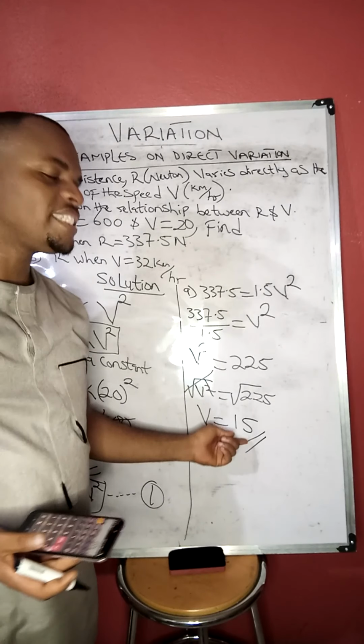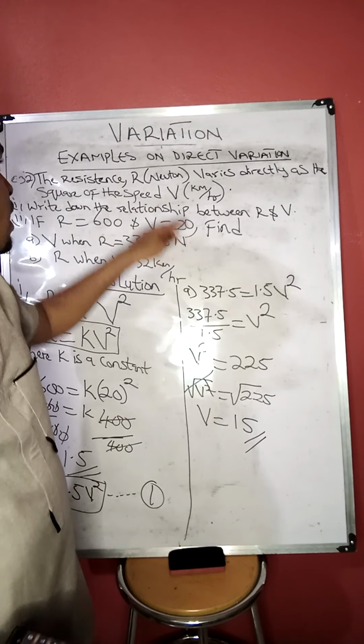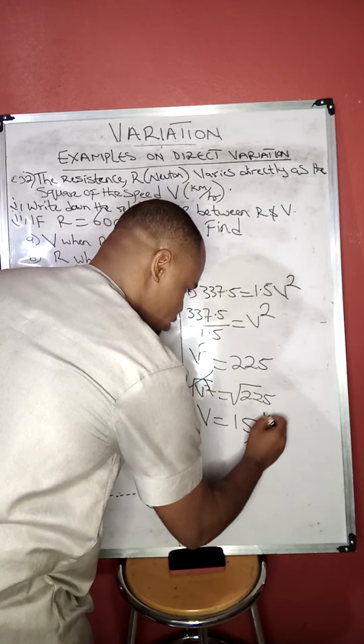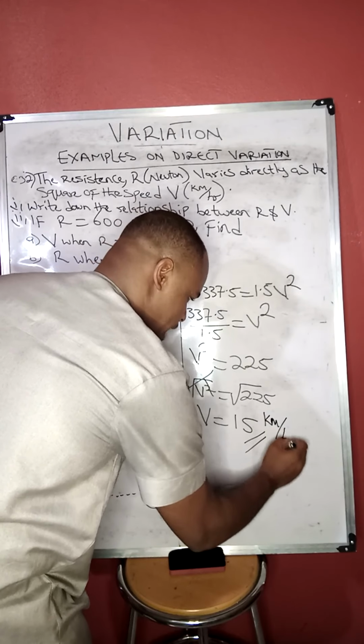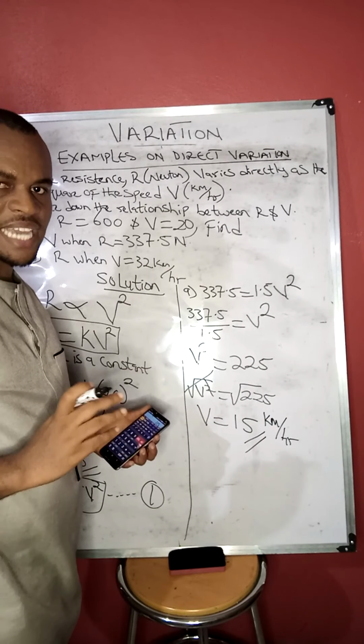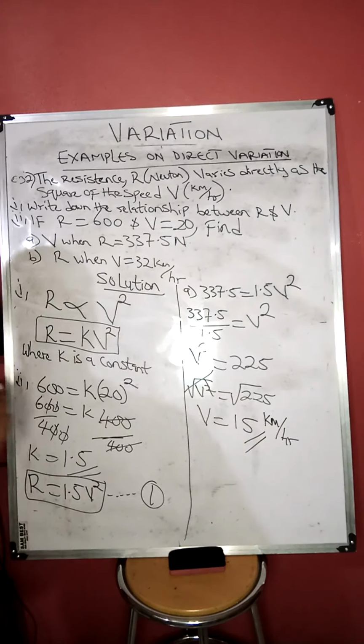If you leave your answer like this, they will mark you wrong. Why? Because the question came with a unit. My V is given in kilometer per hour, so my answer must carry the unit, kilometer per hour. Don't forget, these are some of the little things that make students fail their exams. Don't forget to include your unit. Alright, we've solved the A question.